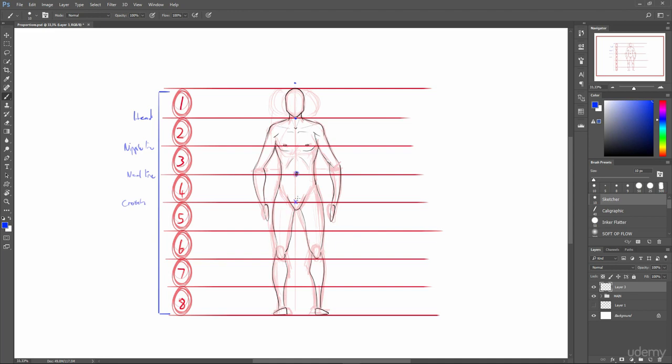All right. So it's not a super ultra scientific, super accurate system. It's a general system, right? The bottom of the sixth head is the bottom of the knees, right? So it's the knee line.